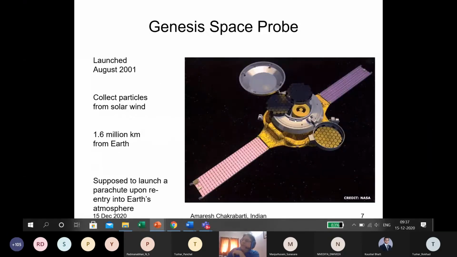So let's look at how difficult it is sometimes, and failure is not only for the startups. Okay, this is the Genesis space probe. This was a space probe that was launched by NASA in 2001 in order to collect particles from the solar wind.